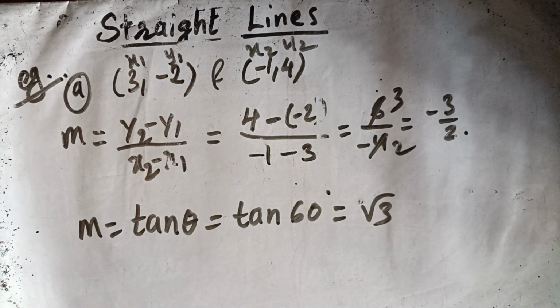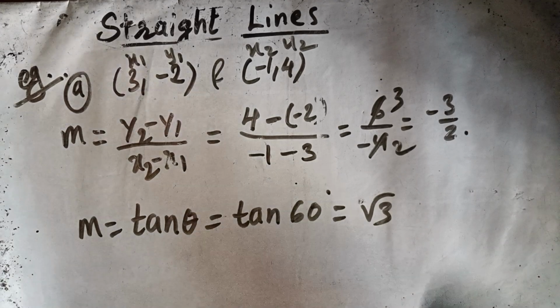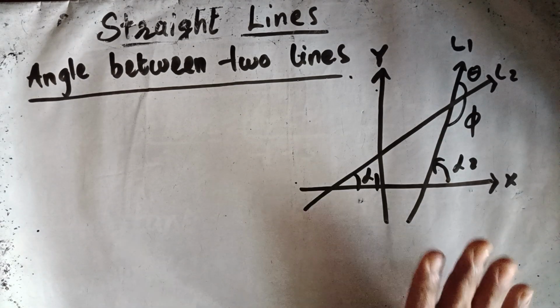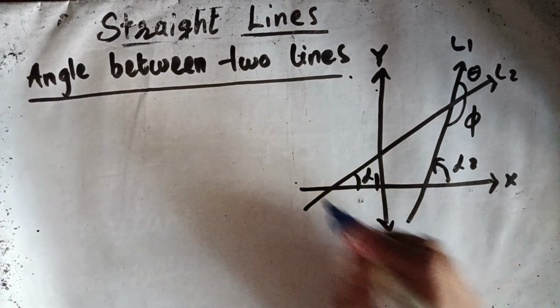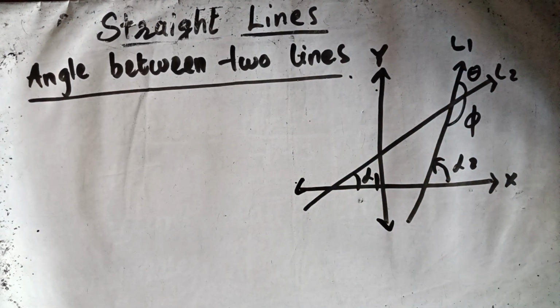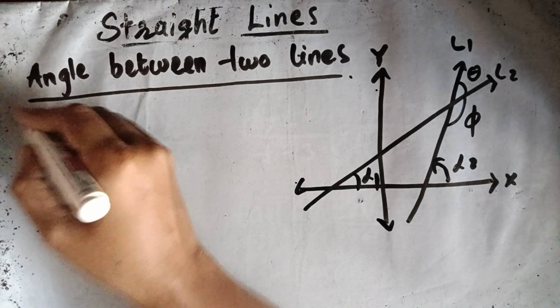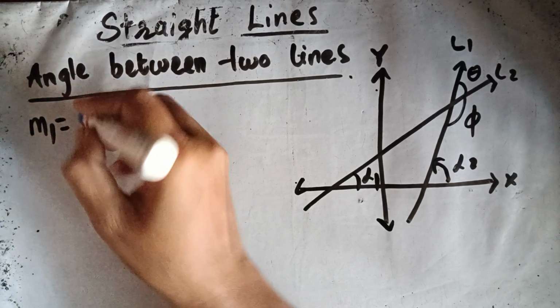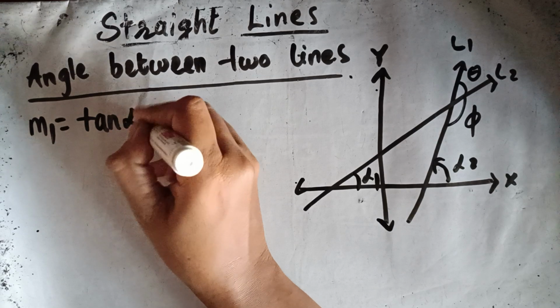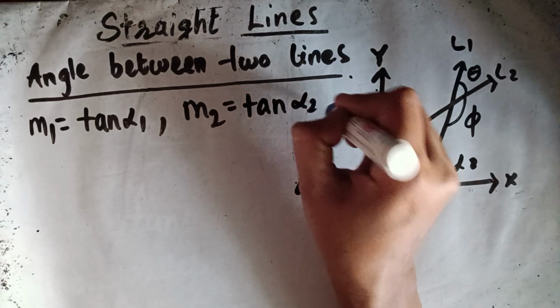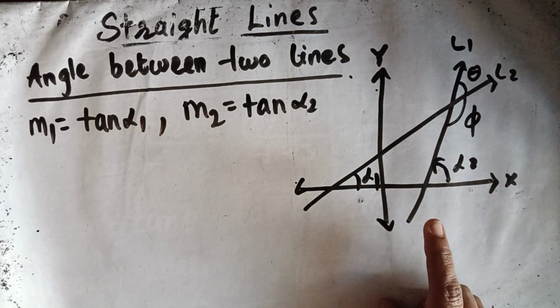Okay. Next is angle between the two lines. Next subtopic is angle between the two lines. So here is the figure. These are two lines L1 and L2, and these are the angles they are making with the x-axis. So how is slope given? First is m1, slope of the first line, tan alpha 1, and slope of the second line is tan alpha 2.